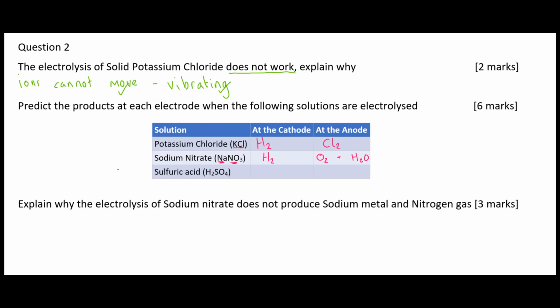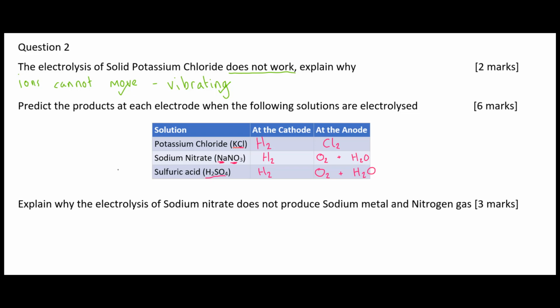Again, at the cathode, we're going to produce hydrogen gas. And again, if we look at our molecular formula for sulfuric acid, it contains no halide ions. And because sulfuric acid solution contains no halide ions, again we're going to produce oxygen gas, and we'll also produce water.